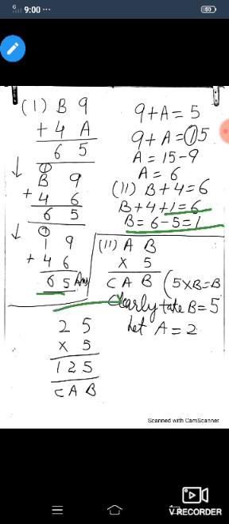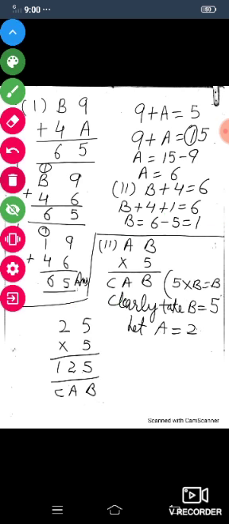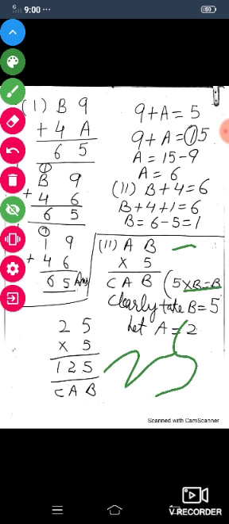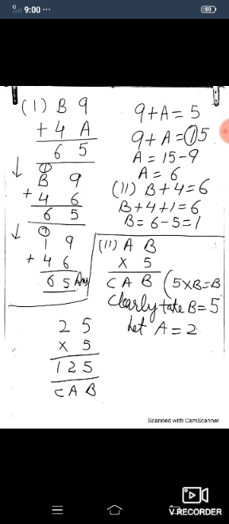Now let us do one sum of multiplication, that is AB into 5 is equal to CAB. Now class, you have to understand B is multiplied by 5 and again the answer is B. So I am taking here B as 5 since 5 fives are 25. So 5 into 5 is again 5 as the unit digit. And I am taking A as 2.